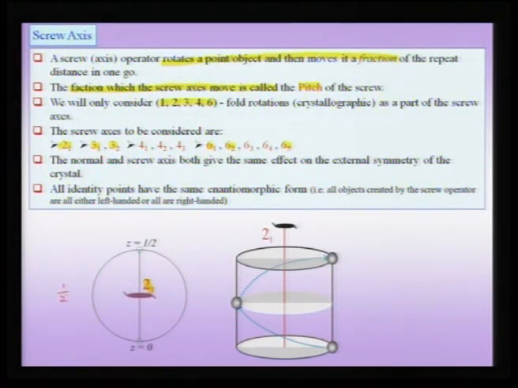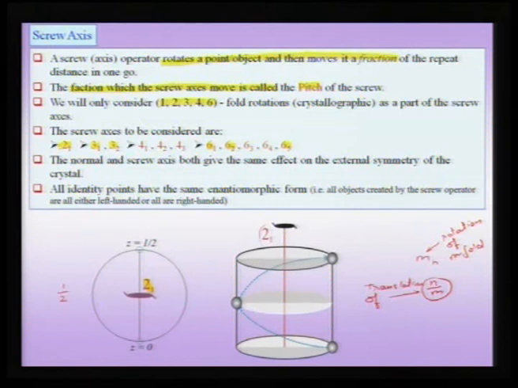by 2. So, suppose I have a screw operator which gives us m subscript n, which implies a rotation of m-fold and a translational component which is n by m. So, this is my translational component involved in a screw axis. So, let us see the effect of what a screw axis can do.